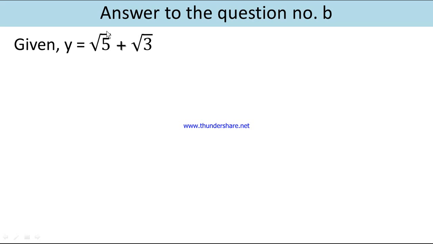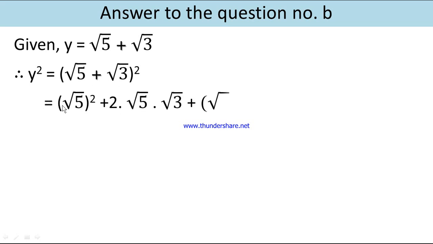Given y is equal to root 5 plus root 3. Therefore y square is equal to root 5 plus root 3 whole square. Here we have to use the a plus b whole square formula. If we use the a plus b whole square formula, then the next line will be root 5 square plus 2 into root 5 into root 3 plus root 3 square.